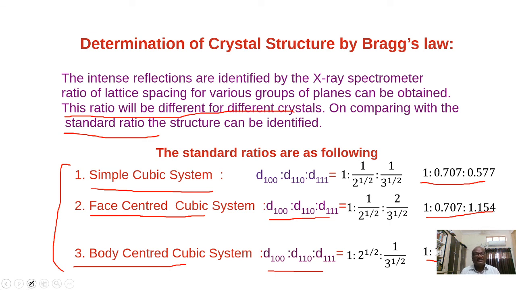Okay, so in case of a simple cubic system, you see, the simple cubic system ratio is 1 is to 0.707 is to 0.577. NaCl, we know that it is a face-centered cubic cell. So in case of NaCl, if you calculate the interplanar distance, you will get 1 is to 0.707 is to 1.154. Similarly, in the case of KCl also, we get this 1 is to 0.707 is to 1.154. Means NaCl and KCl, both of these have a face-centered cubic cell, that we will see in the next class.